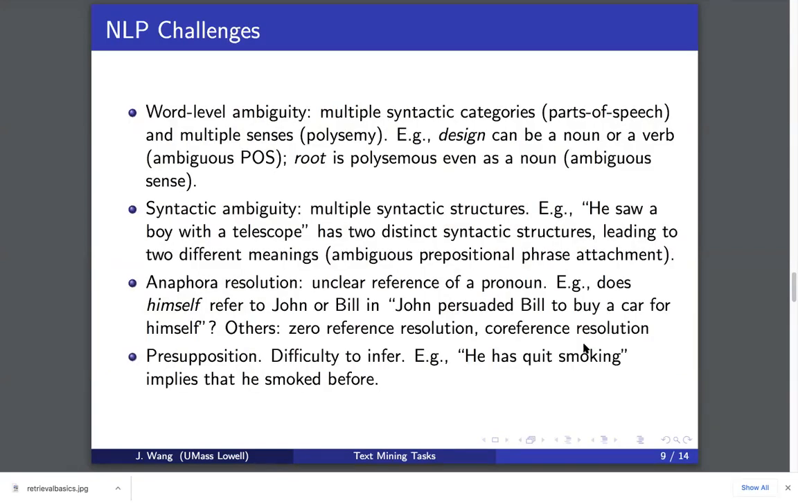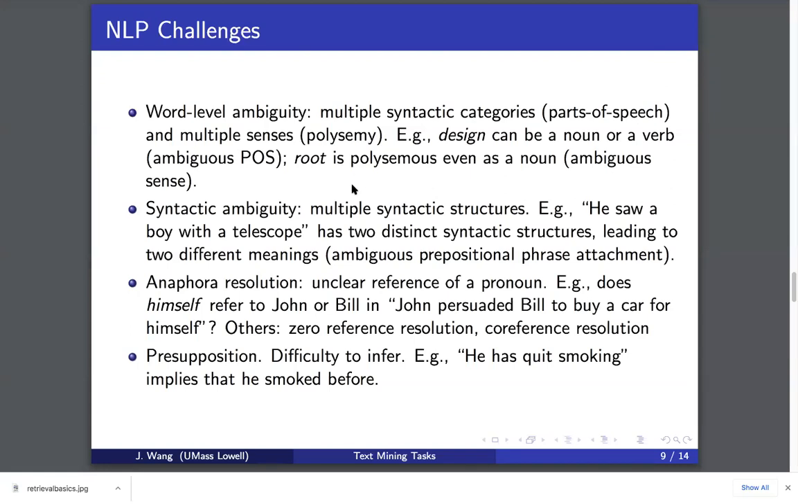Okay, so now after we look at some of the NLP tasks, we're going to mention some of the challenges that NLP is facing, so that when we do text mining, we need to find ways to take care of these challenges.